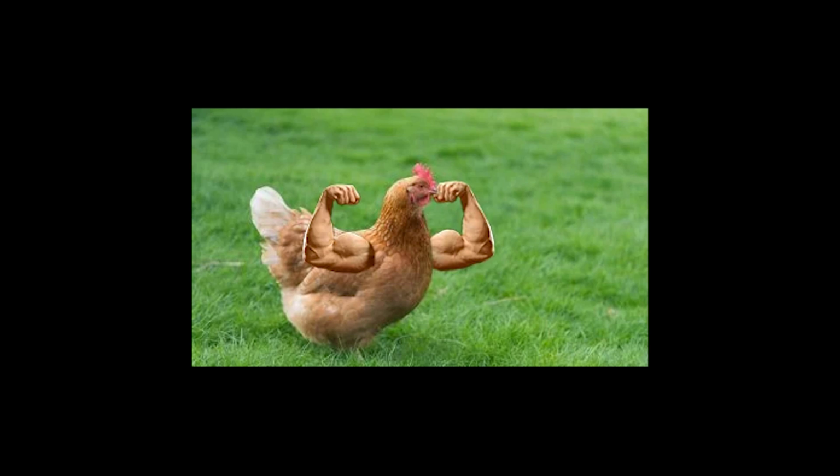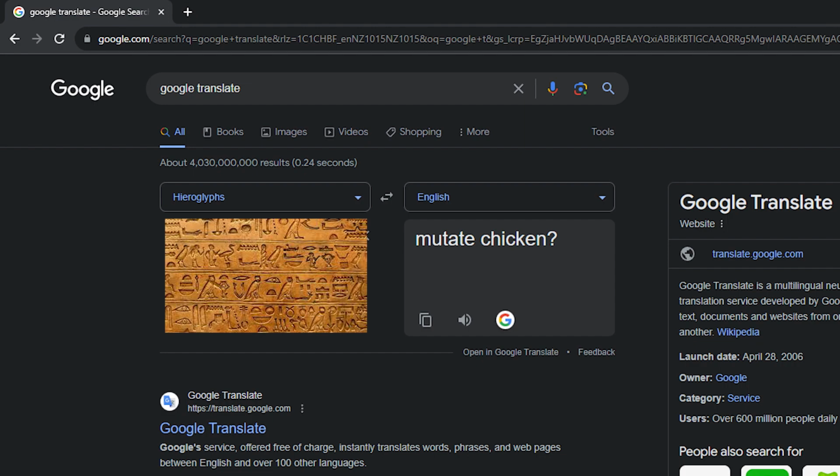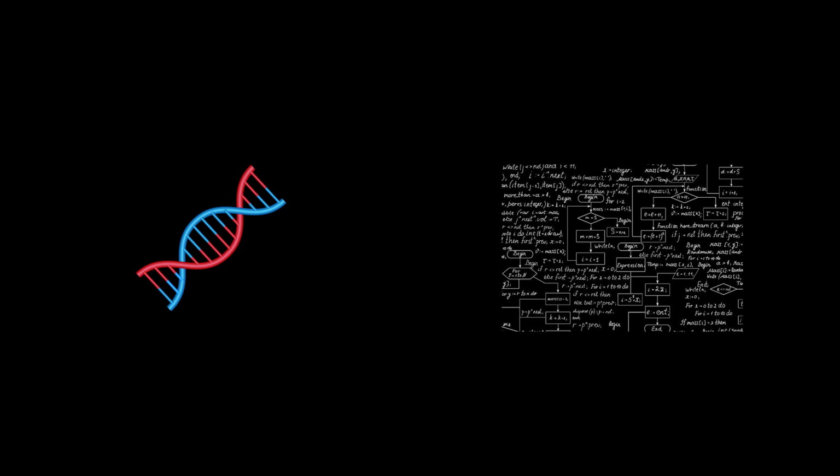Does KFC mutate their chicken? No. At least, I don't think so. But should they? That is the question that has been asked since the beginning of time. And to find the answer, we first need to explore genetic algorithms.